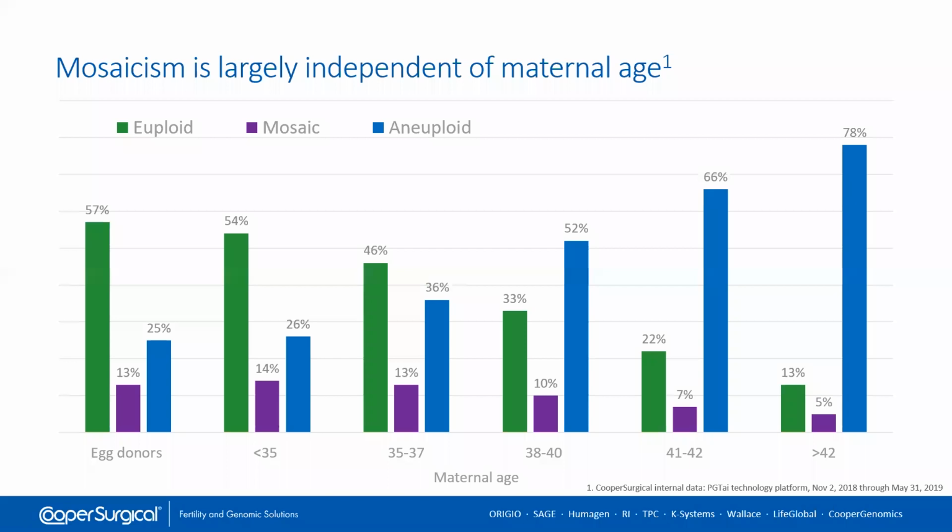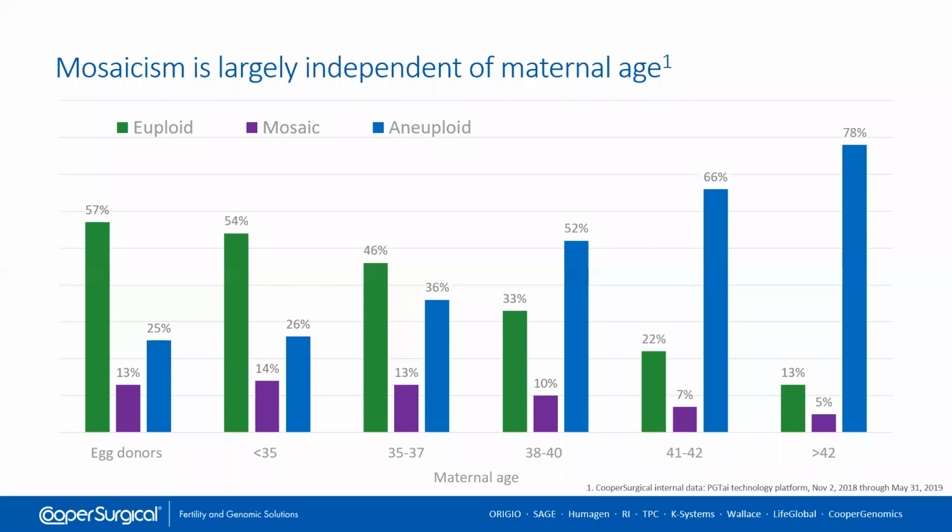Then as we got to day 5, day 6 trophectoderm blastocyst biopsy, we started finding these mosaic embryos. Now, mosaicism is believed to primarily occur as a mitotic event. So these embryos started off as euploid, and then one of the cell divisions has gone wrong and the daughter cells have populated, and you end up with these mosaic embryos.